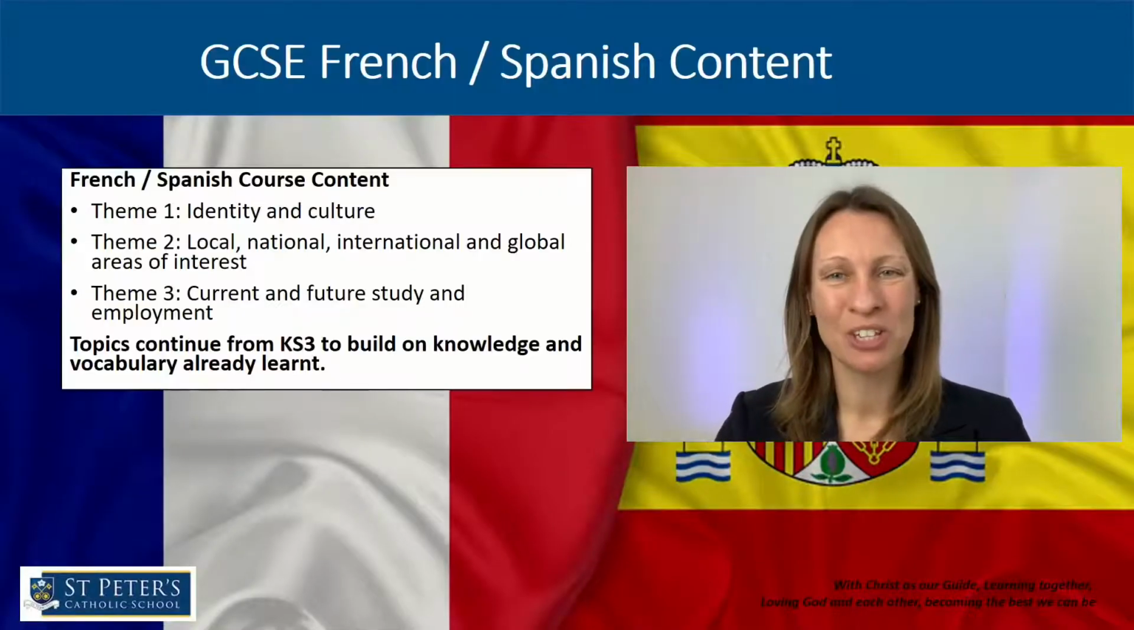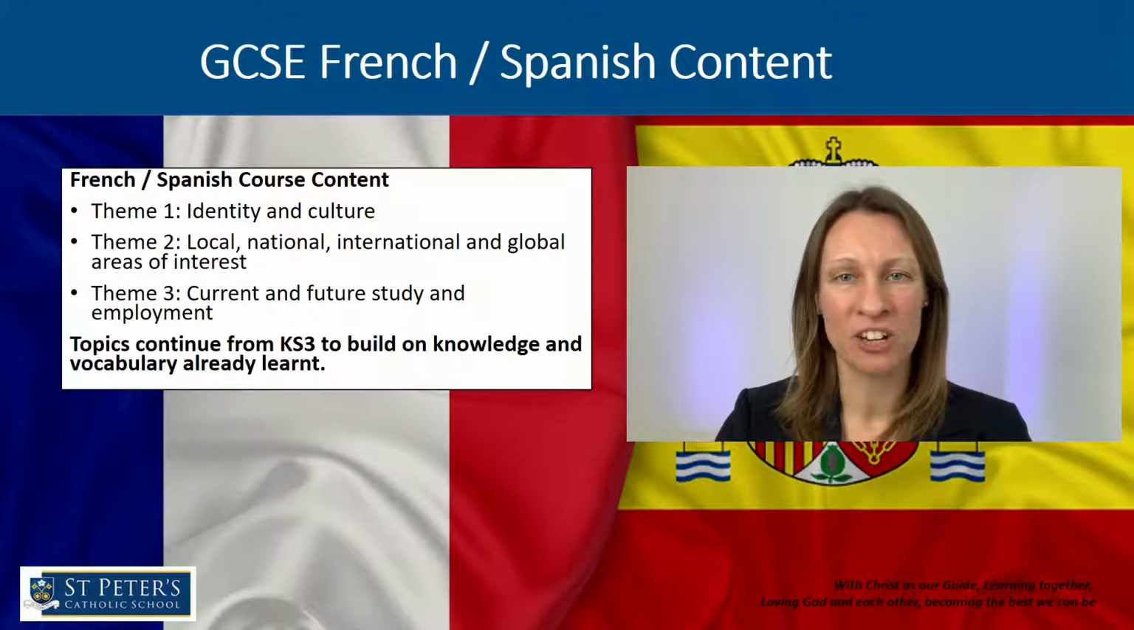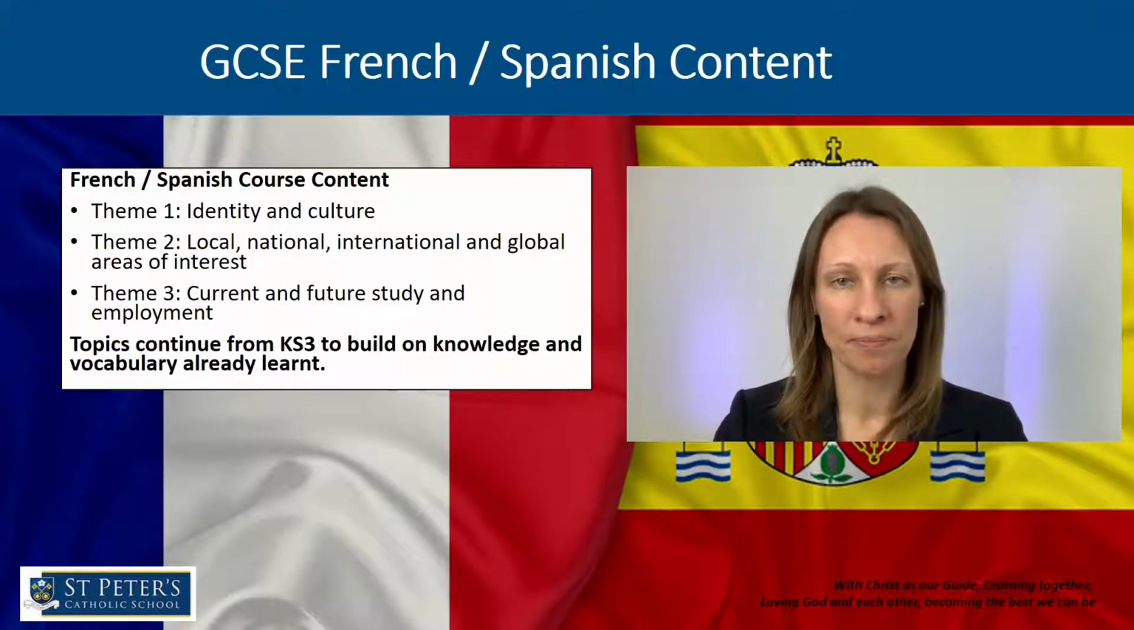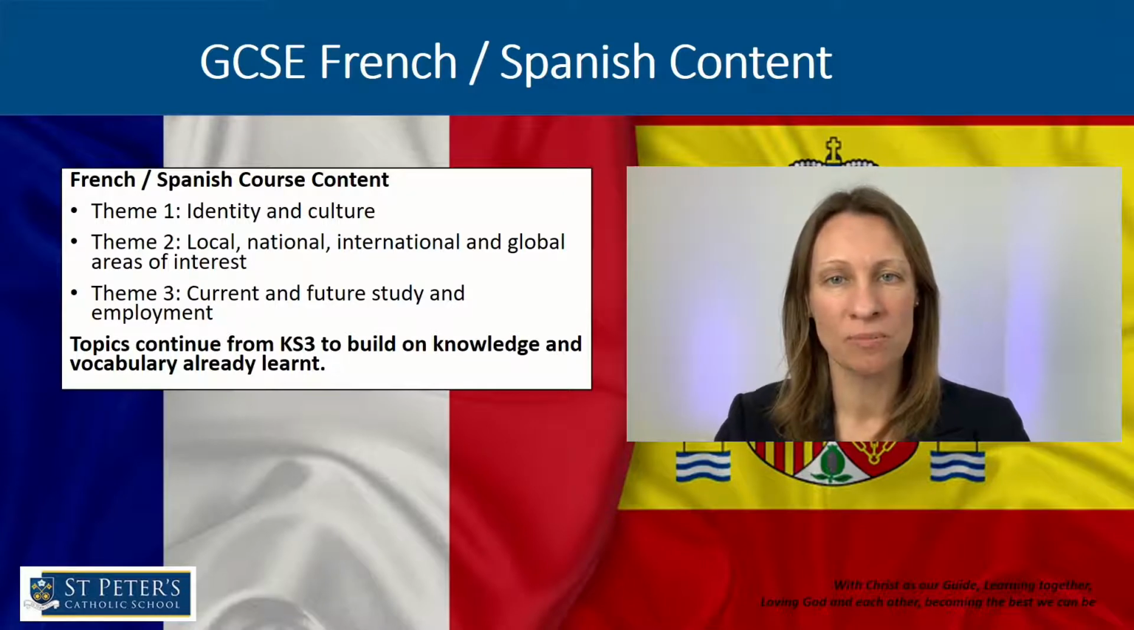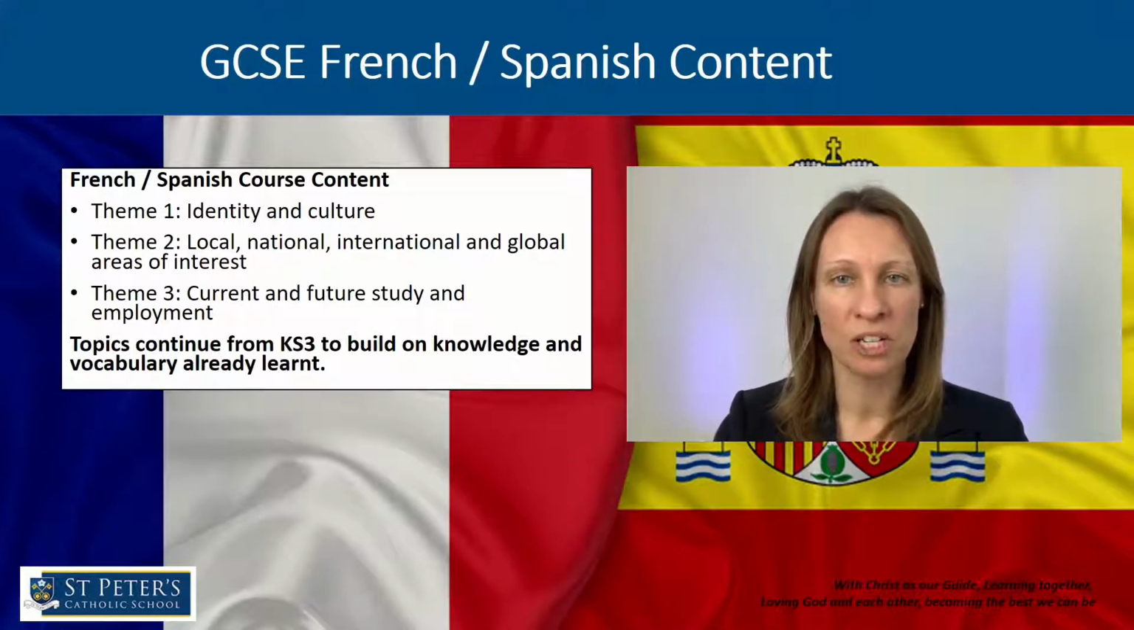The content of the 2-year course is divided up into 3 themes: identity and culture, local, national, international and global areas of interest, current and future study and employment. These topics continue from Key Stage 3 to build on the knowledge and vocabulary that you have already learnt.